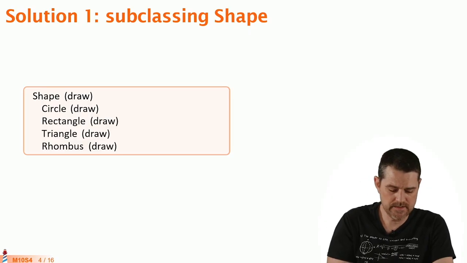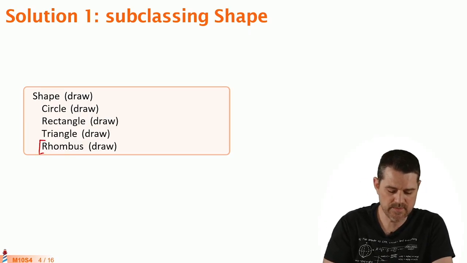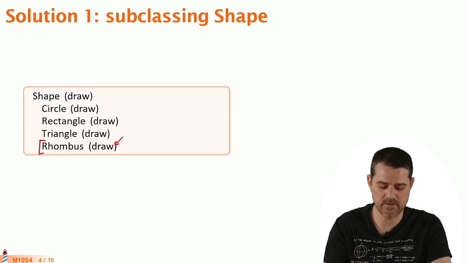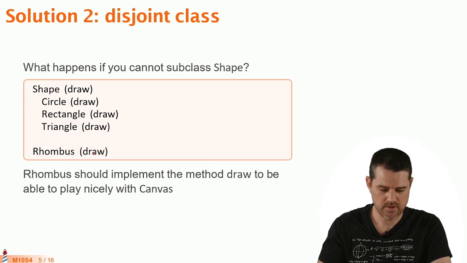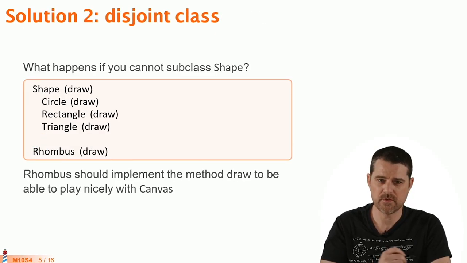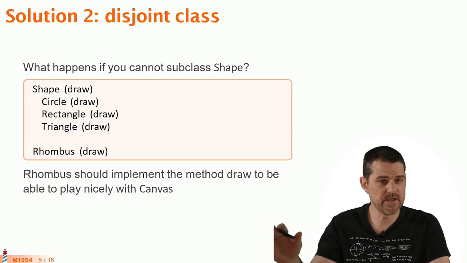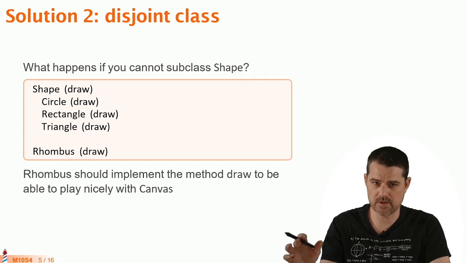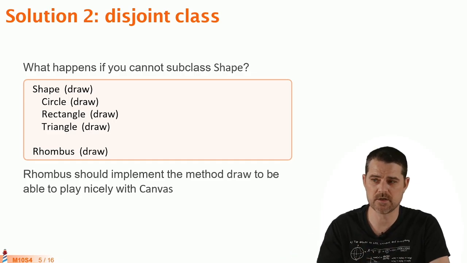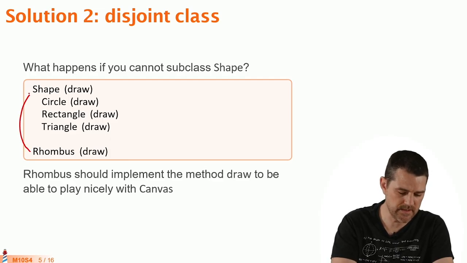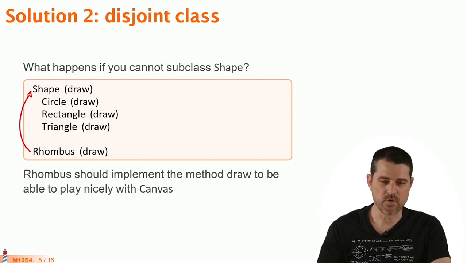Solution 1, it's easy. I can add a new class in my system, a new subclass of the Shape class that implements the draw message. So I will redefine the draw method, and now it will work perfectly. But what if I cannot subclass the Shape class, because, for example, it could be a third-party class, or it could be from another library, or it could be a final class in the Java programming language. So it means I cannot introduce this link. So Rhombus cannot be a subclass of Shape.